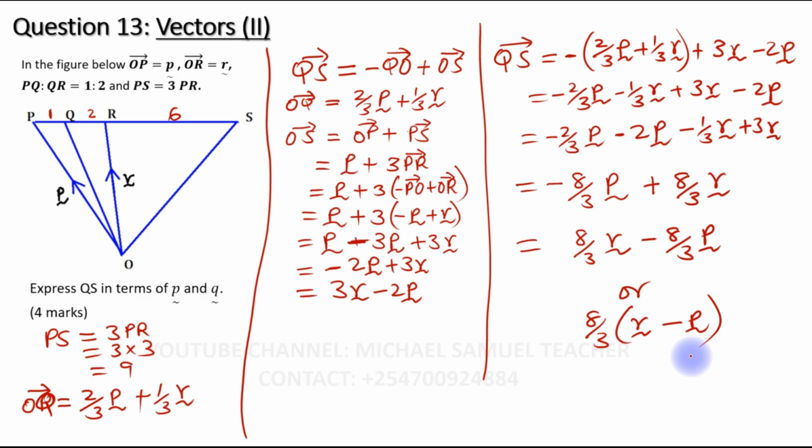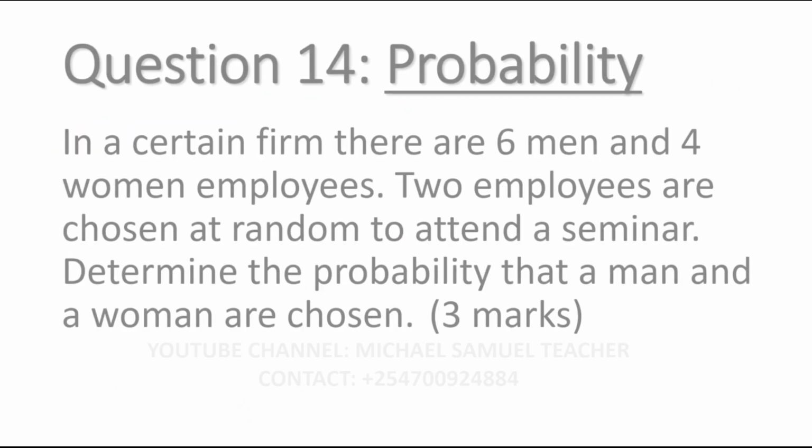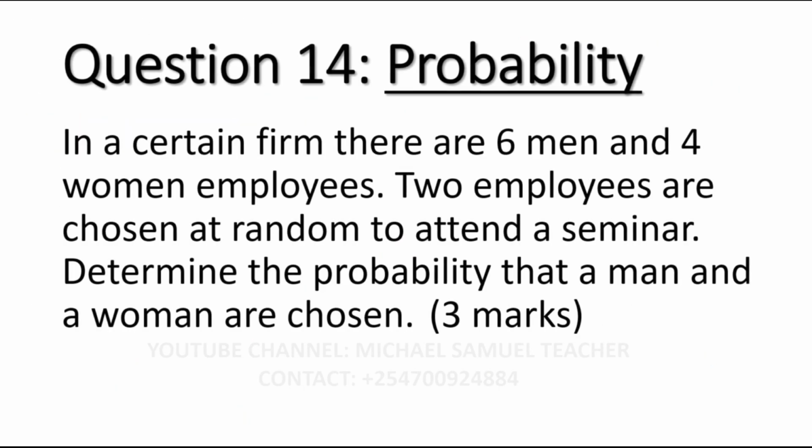Next question, question 14, topic on probability. In a certain firm, there are 6 men and 4 women employees. 2 employees are chosen at random to attend a seminar. Determine the probability that a man and a woman are chosen.